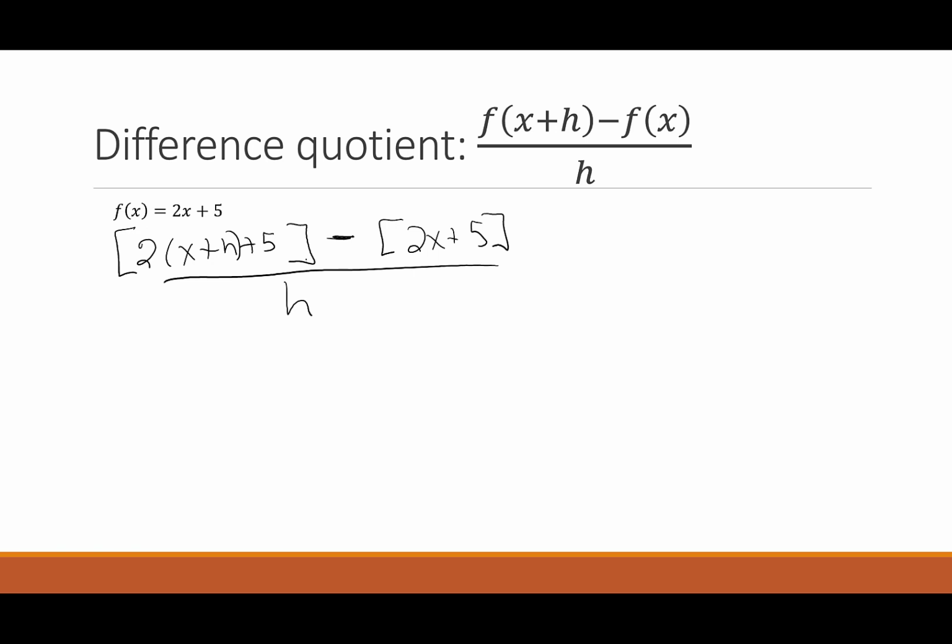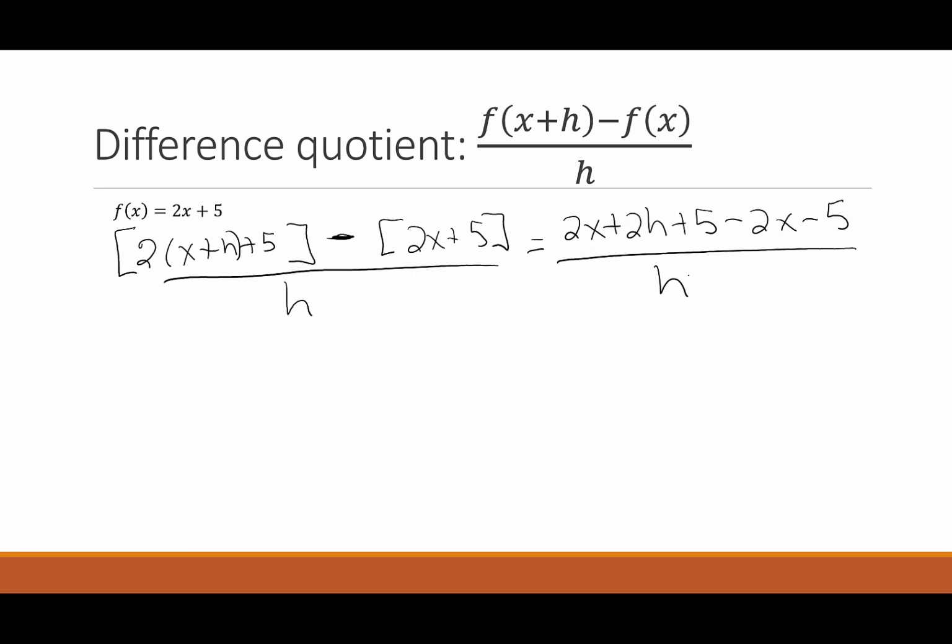So you have to kind of think sometimes, why are we doing this? This really is like slope. Remember, we took the difference of two things, and that's what the difference quotient is. It's just kind of hidden the way we're looking at it right now. So let's expand that. 2 times x plus h is 2x plus 2h plus 5. I'm going to distribute this negative sign. I have minus 2x minus 5 all over h.